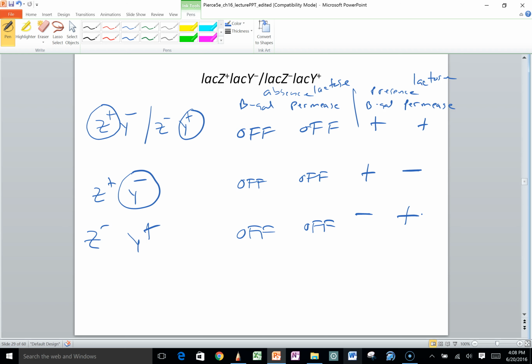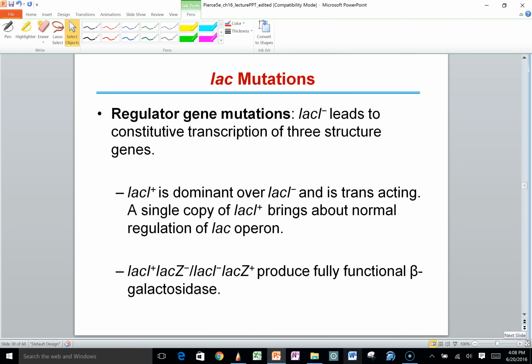And so this is just a way to be able to tell where this protein is coming from. We don't know where it's coming from yet, but we can manipulate this, and we can put it by itself, or we can put it on different pieces of DNA, and we can see what's happening. Then we have some regulatory gene mutations, and the most important ones are probably these things that lead to constitutive expression of the genes.